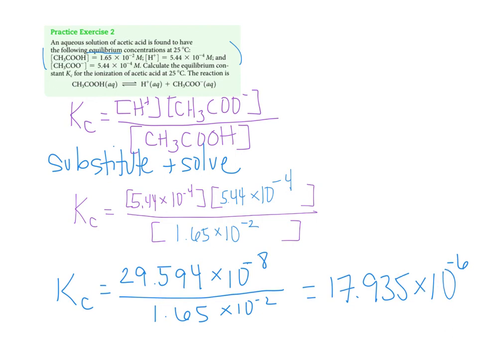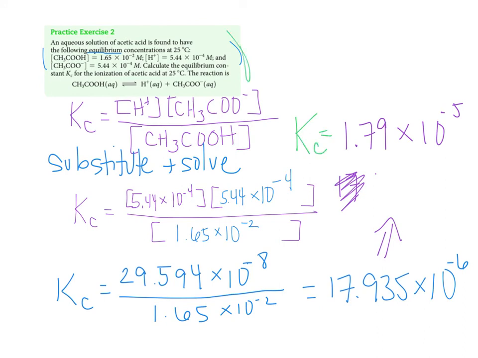And we can simplify this, since it isn't correct scientific notation, into 1.79 times 10 to the minus 5. And I use 3 significant figures because I have 3 significant figures here. So this is the value of the equilibrium constant given these equilibrium concentrations. So that is how you substitute and solve when you know the concentrations at equilibrium. In the next tutorial, we will talk about what to do when you only know initial concentrations.